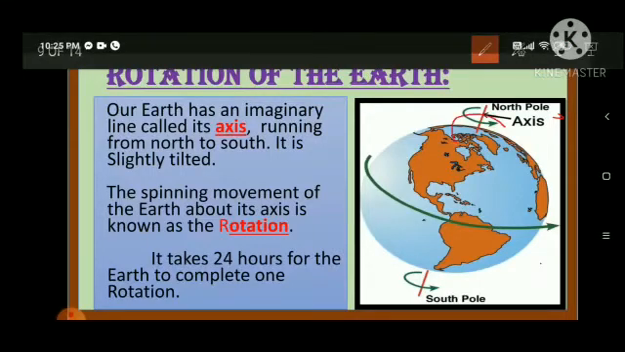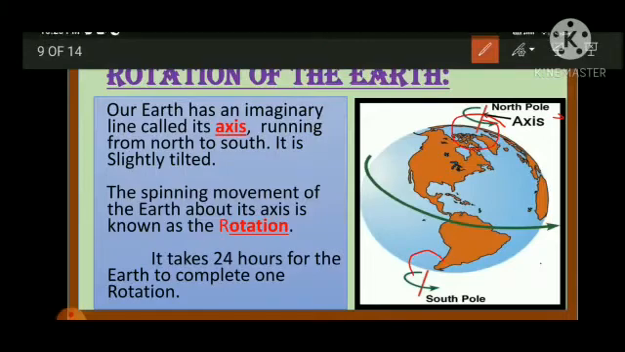The 2 points where the axis seems to enter the earth are called the poles. This is the North Pole and this one is the South Pole. Okay? The northern point is known as the North Pole and the southern point is known as the South Pole. Okay, next.